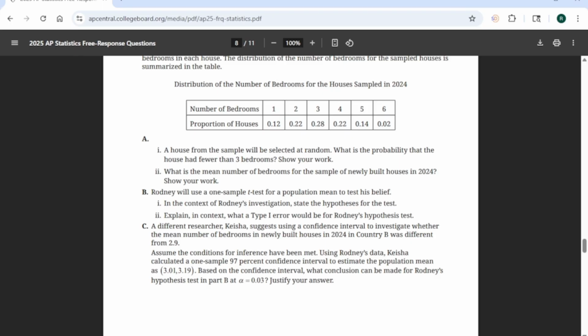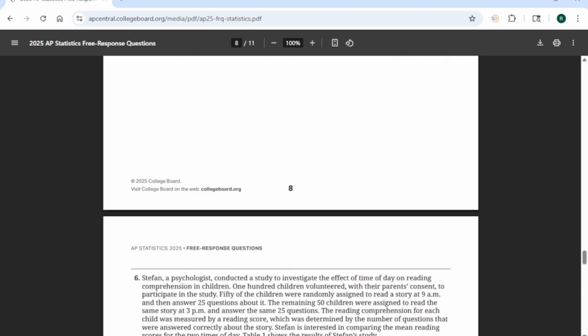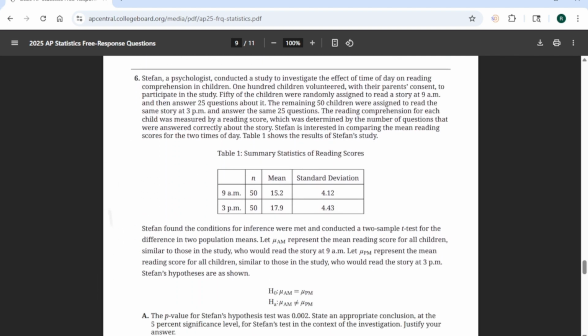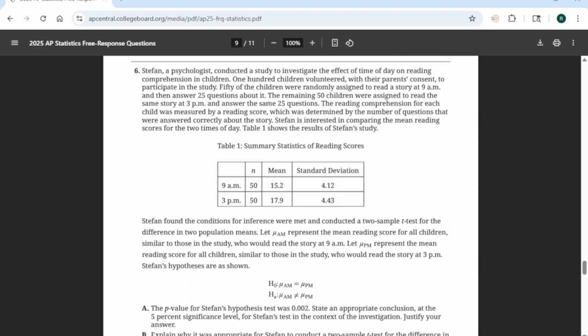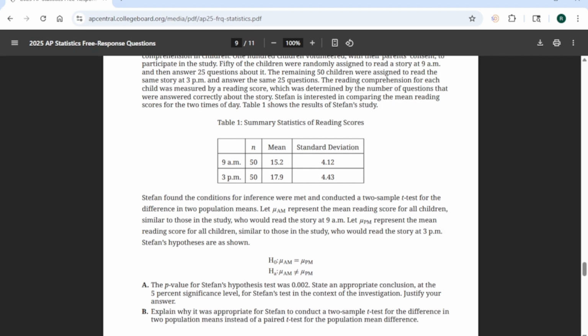Finally, question 6. In question 6, we've got 2 separate samples that we're looking at of the 50 children. One is going to do the reading in the morning, and one is going to do the reading in the afternoon. The way that this question tries to kind of overwhelm us is with a whole bunch of information and a whole bunch of new formulas, but we're not going to get overwhelmed.